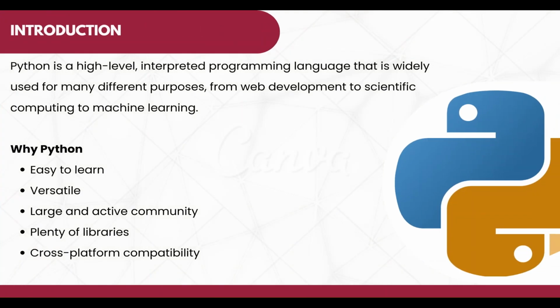So what is Python? Python is a high-level interpreted programming language that is widely used in different places. Python can be used in web development, scientific computing, machine learning, among other important fields. So where can you use Python?